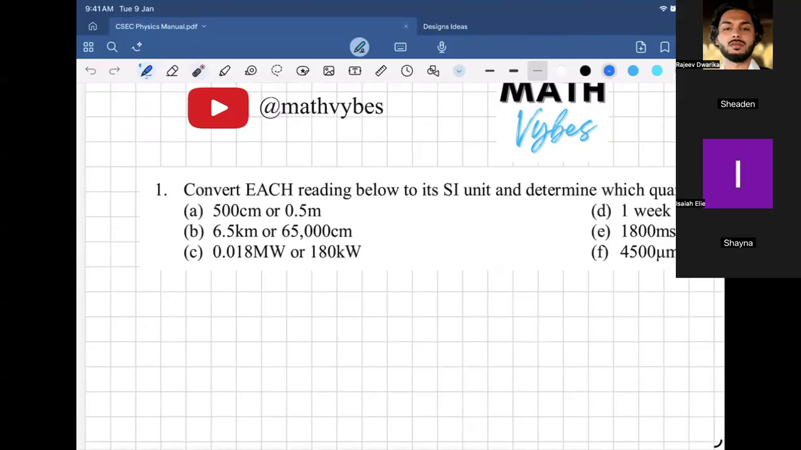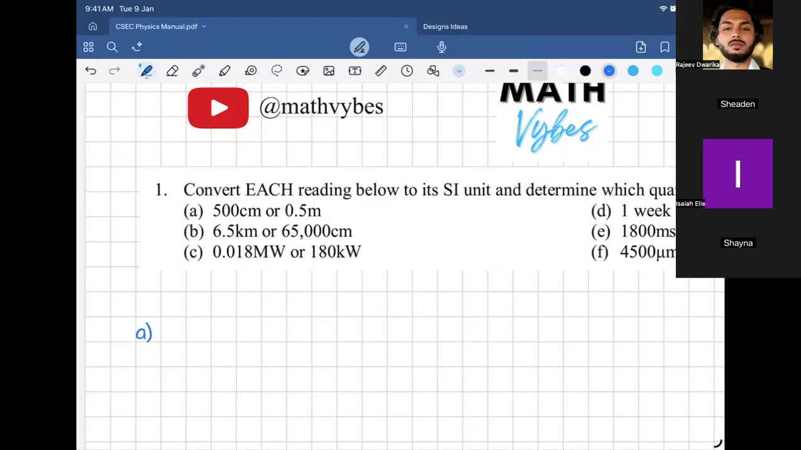So, Shina, what quantity are we measuring in part E? I'm not asking what SI unit you convert it to, I'm asking what quantity. Centimeters, meters, what are we measuring there? Centimeters, 500 centimeters, 0.5 meters. I was looking for length. We're measuring length there, right? And what's the SI unit for length? Meters. So we would have to convert 500 centimeters to meters.